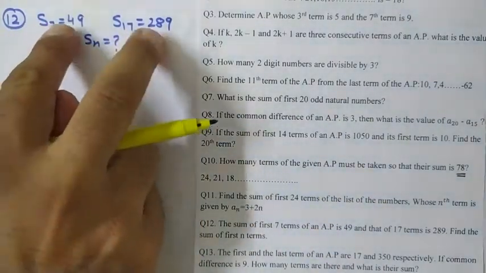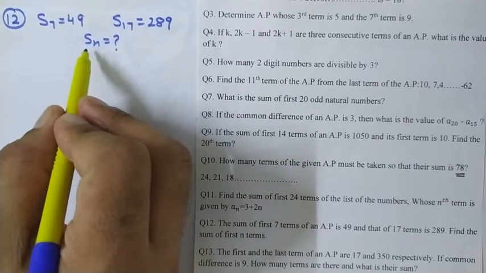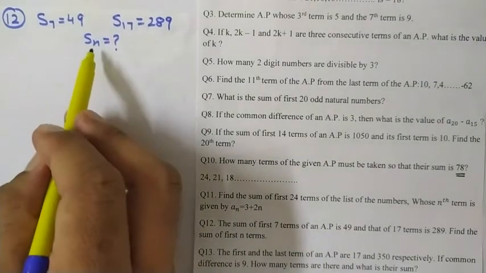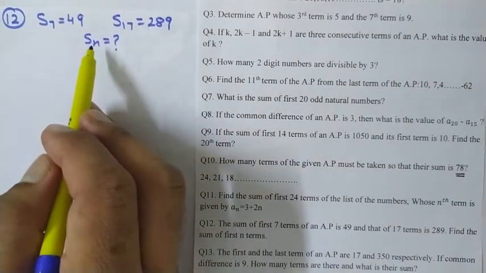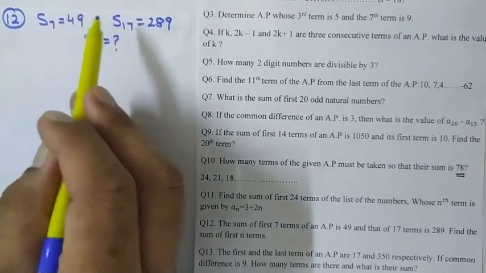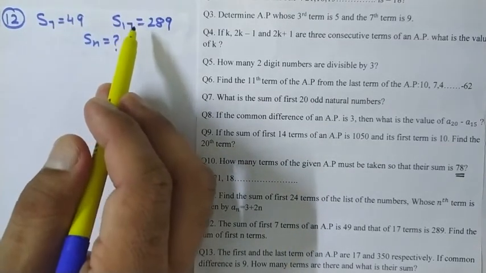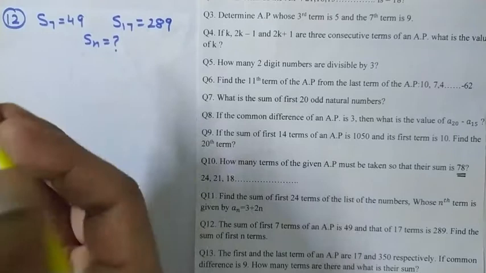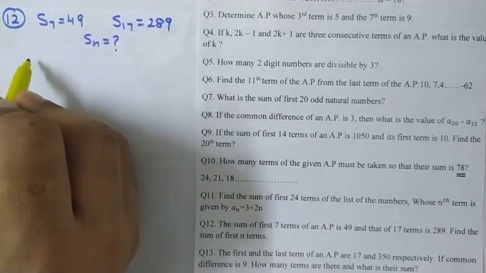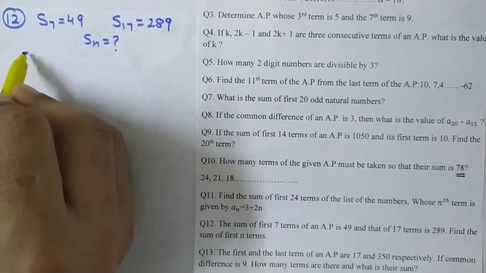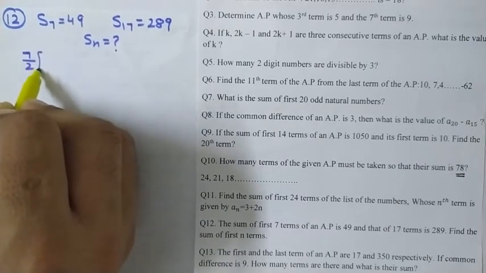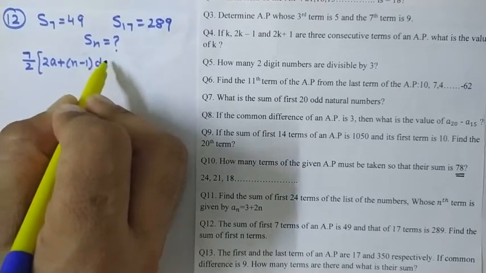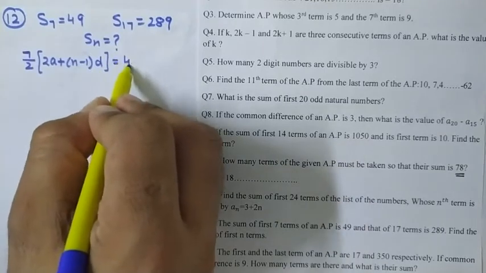So from these two, we know for finding Sn we need three things: n, a and d. So n is already given, so we need a and d. So a and d can be found from these two given things. S7 is 49, S17 is 289. From these two equations we will find out the values of a and d, and we will fill them here. So let's start. S7 formula is n over 2 into 2a, suppose the first term is a, plus n minus 1 into d, is equal to 49 given here, right?